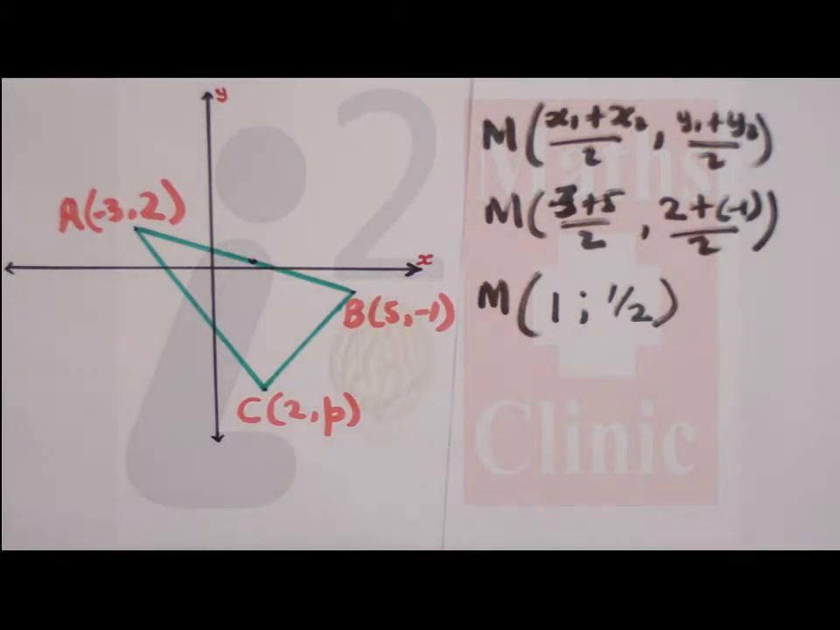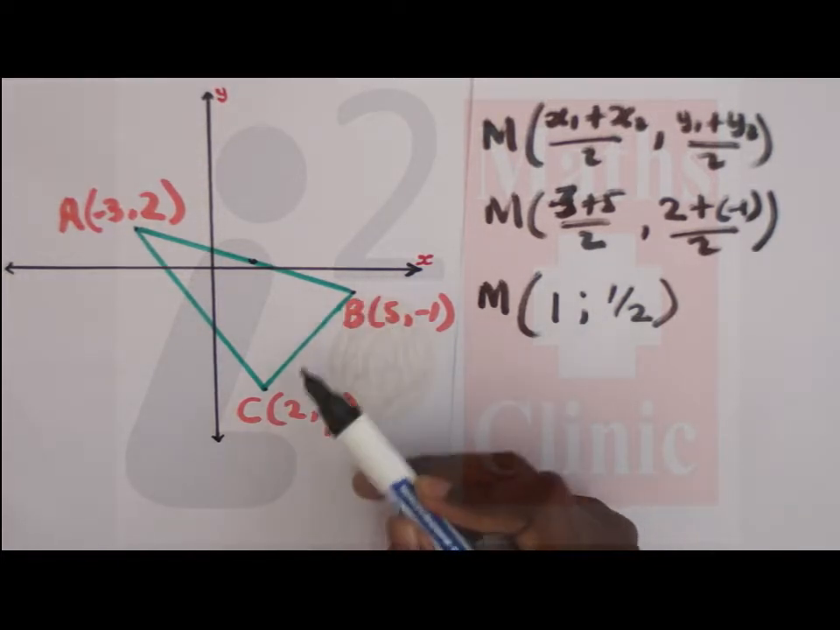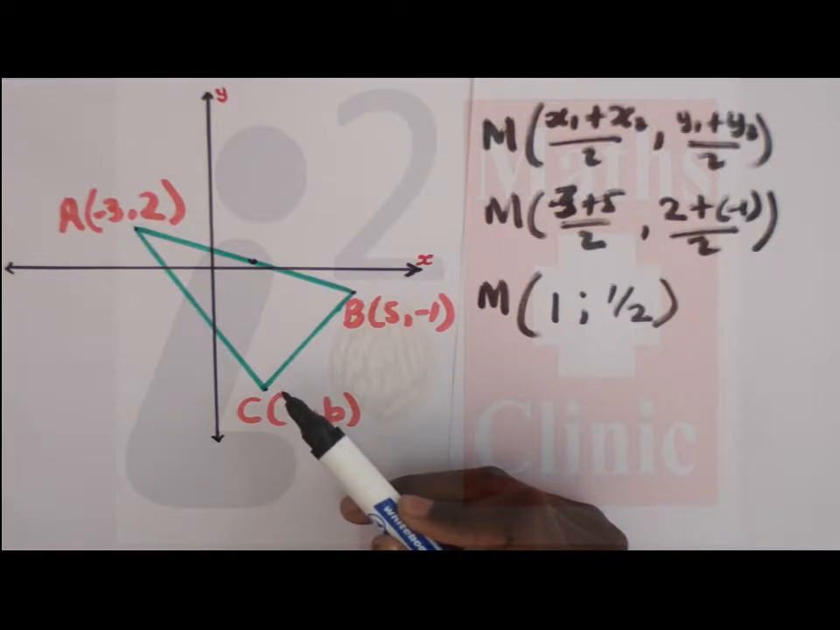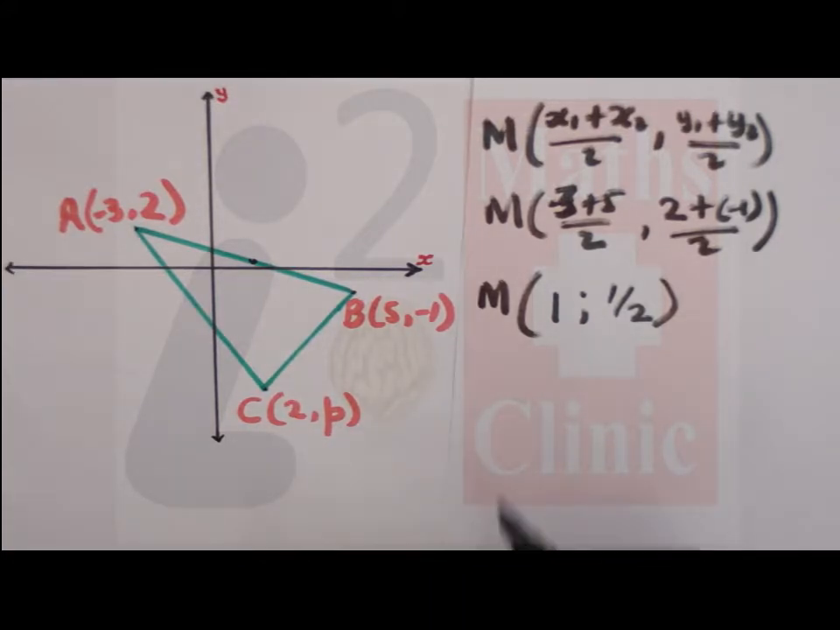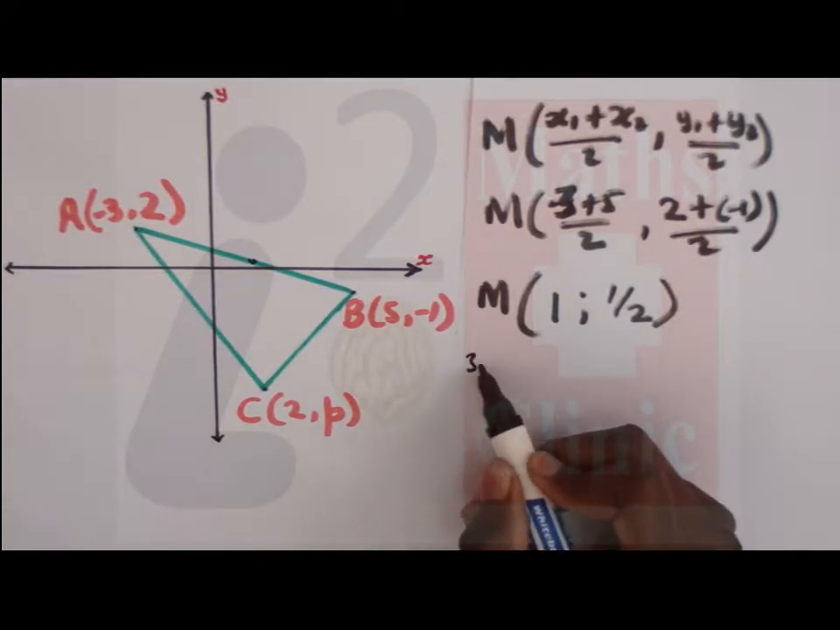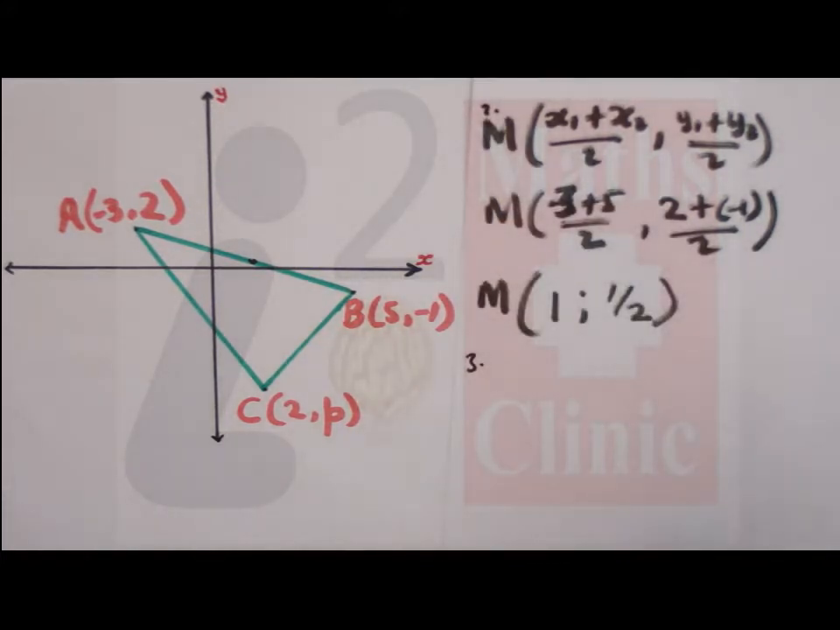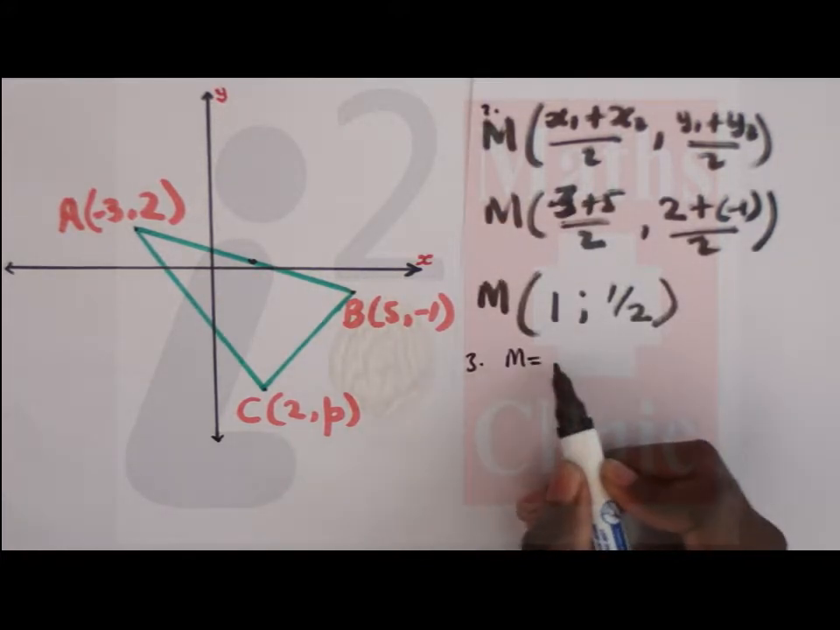Okay, now the next question: let's calculate the value of b. If the gradient of BC is -2... sorry, we are given the gradient of BC as 2, positive. So let's calculate the value of b. This is the third question, question number 2 in the exam. So we are given the gradient as 2.